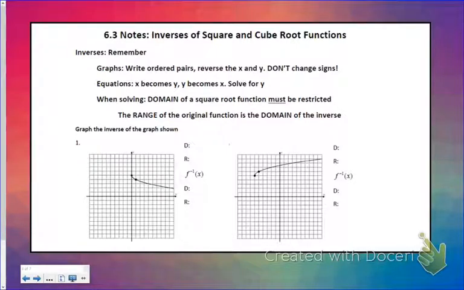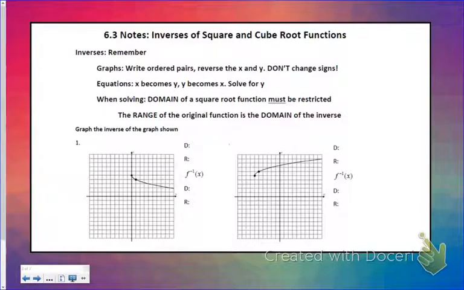Then specifically for square root and cube roots, this is the important new part for these particular functions. Domain and range are actually going to be flipped from each other. Okay, so the domain of the original is the range of the inverse, and vice versa. The range of the original is the domain of the inverse. And this is going to be very important for square root functions.